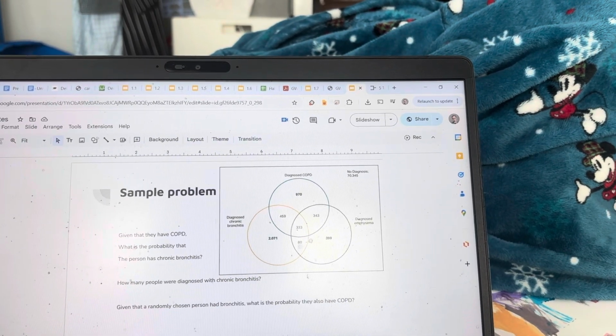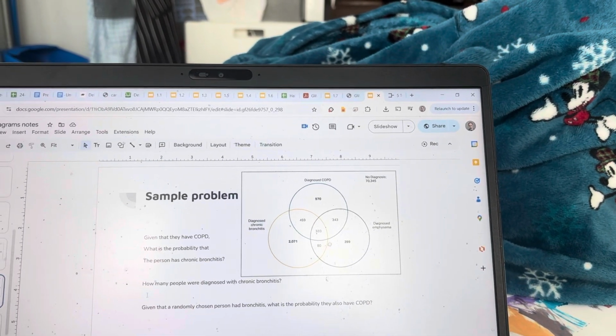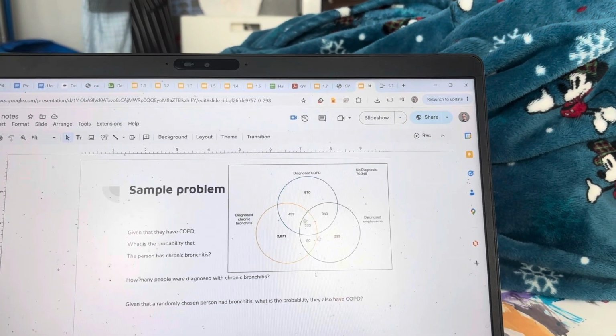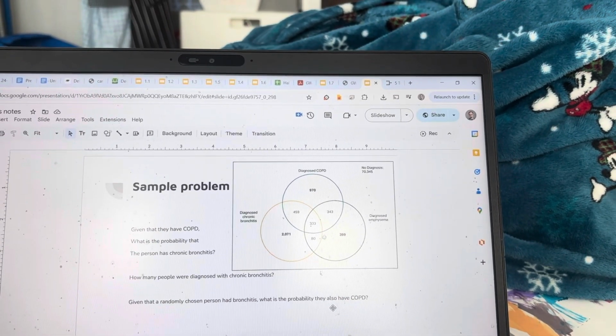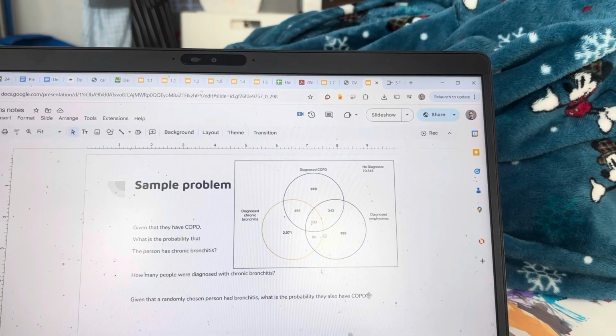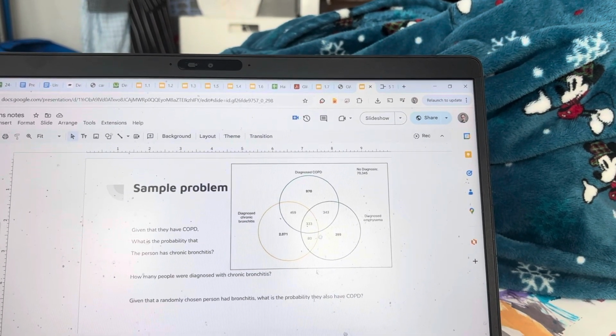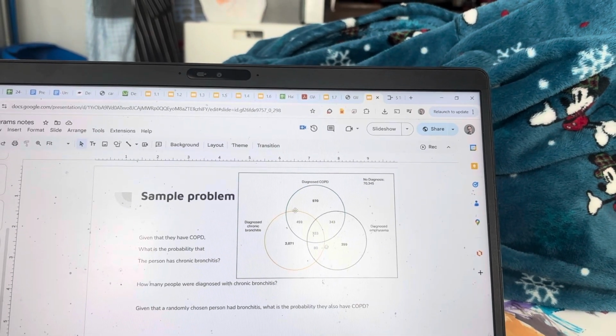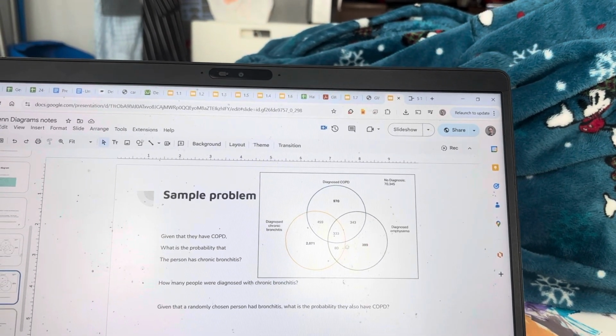That's everybody in this yellow circle. We add it all together. And given that a randomly chosen person has bronchitis, they're in the yellow circle, what is the probability that they also have COPD? This is that "also," that's the "and," so it's this overlap between the bronchitis and the COPD.